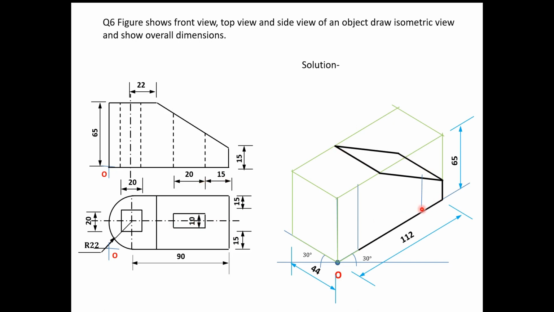So I will mark a 15 mm vertical line. Again, 20 mm distance from this vertical line. Next, if you see here, these edges are parallel to this. So this edge is parallel to this edge. So we have drawn this.